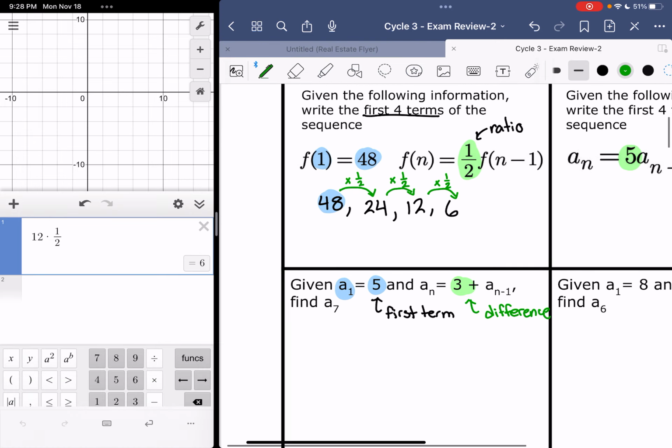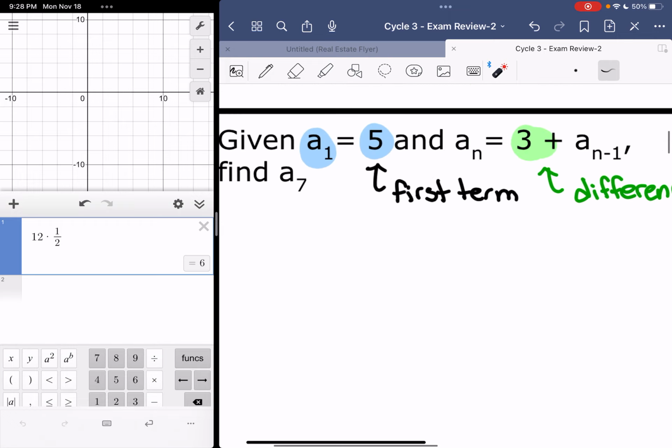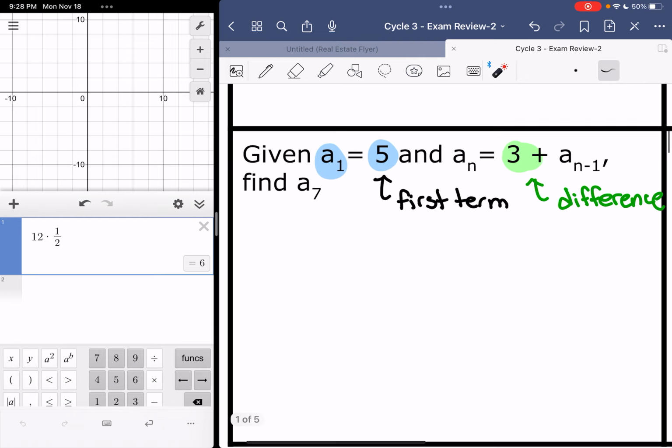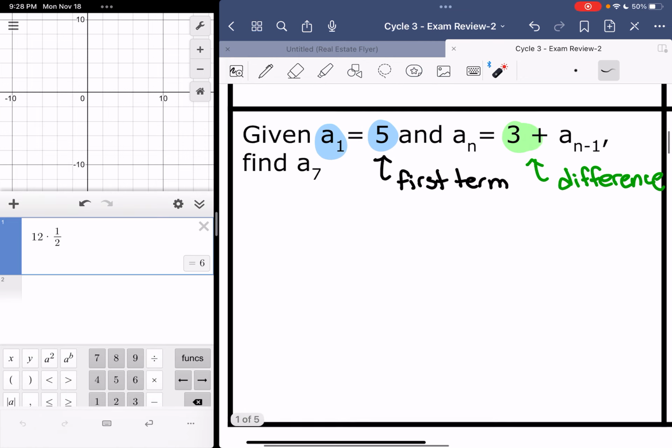And if we look at the previous example, we can see what's different about these. This one was 1/2 times f(n minus 1). That multiplication let me know that I should be multiplying and that it is a ratio. If we look over here, now it is 3 plus a(n minus 1). This one was 1/2 times, and this one is 3 plus. So ratio, multiplying; addition, our difference. So we're going to approach this problem the exact same way as the last one, but instead of multiplying, on this one we are going to add instead.